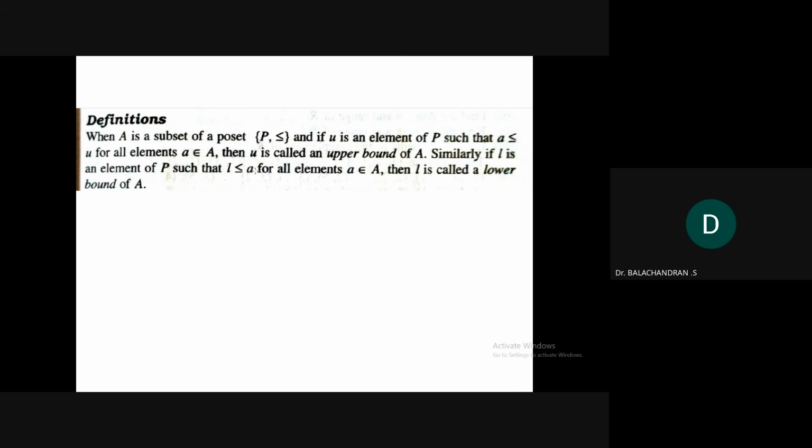L is less than or equal to A for all elements A in capital A. Then we say that this L is called a lower bound for this subset A. So here we defined the upper bound of a subset of a poset. Similarly, we defined the lower bound of a subset of a poset. Next, the upper and lower bound of a subset of a poset are not necessarily unique. So first you should know that.